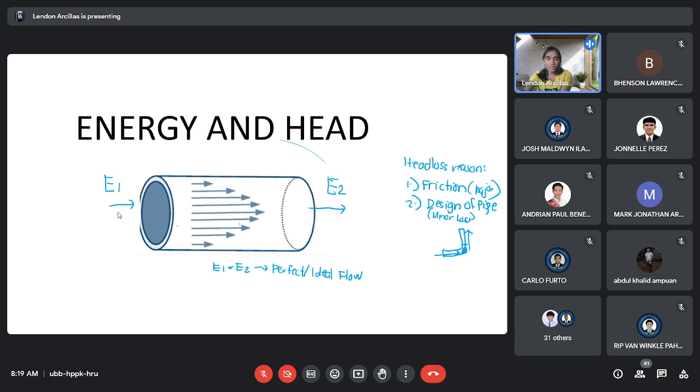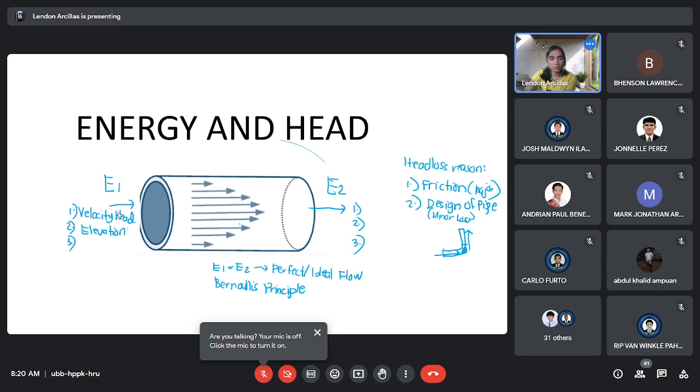Okay, balik tayo dun sa perfect or ideal flow wherein wala pa tayong kinoconsider na head loss. Ang tinatawag dun sa ating perfect flow is what we call the Bernoulli's principle. Ang Bernoulli's principle states that the energy in is energy out. But for a flowing fluid, ang energy is composed of three. Tatandaan to. This is the velocity head, the elevation head, and the pressure head.